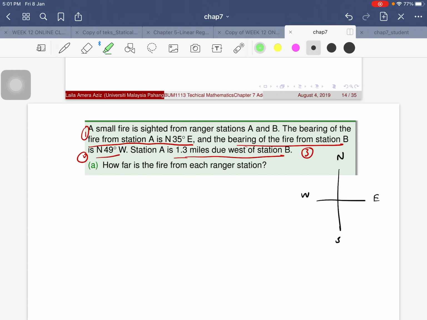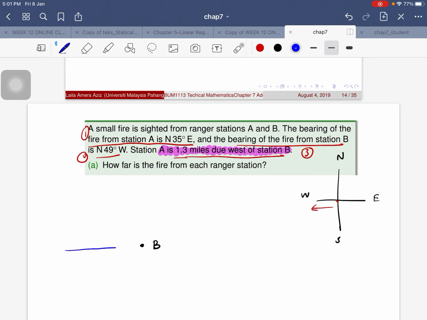And I figure out that this simplest information is going to be over here. So the fact that station A is 1.3 miles due west of station B. So A is going to be on the west of station B. On the west means that if we start from here, it's going to point towards the left. So if this is my station B, okay, this is my station B.